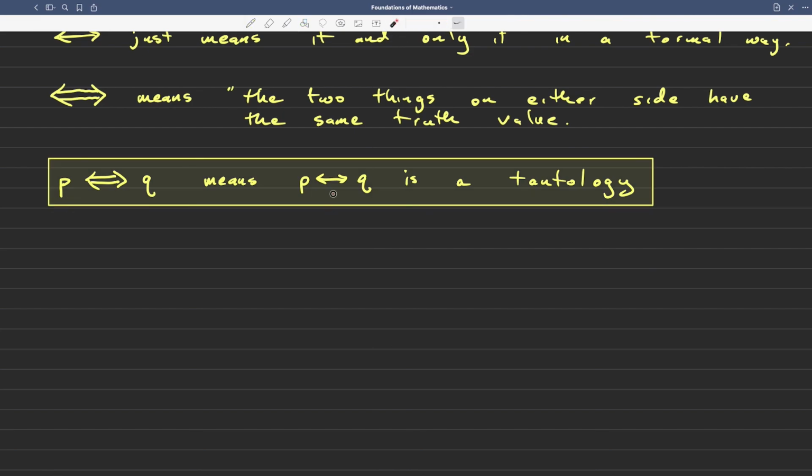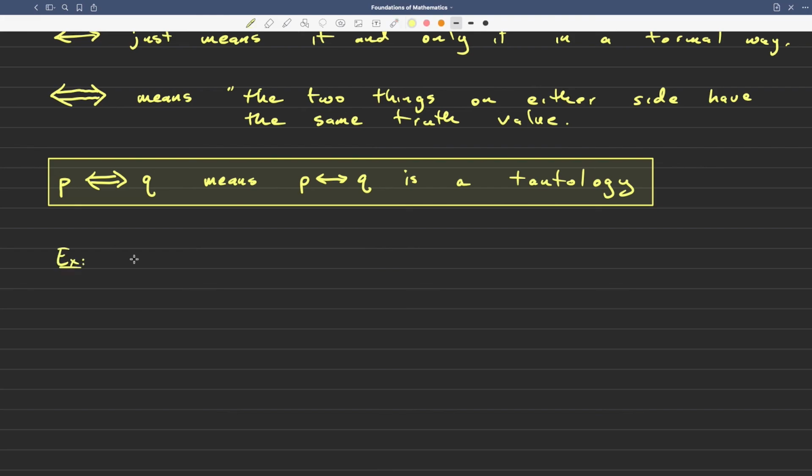When you have this P if and only if Q statement as a tautology, it means that it's true. And when is an if and only if statement true? It's when P and Q have the same truth value. So that's all that the double barred arrow really means: that the corresponding biconditional is a tautology. But that in turn means that the two statements have the same truth value.